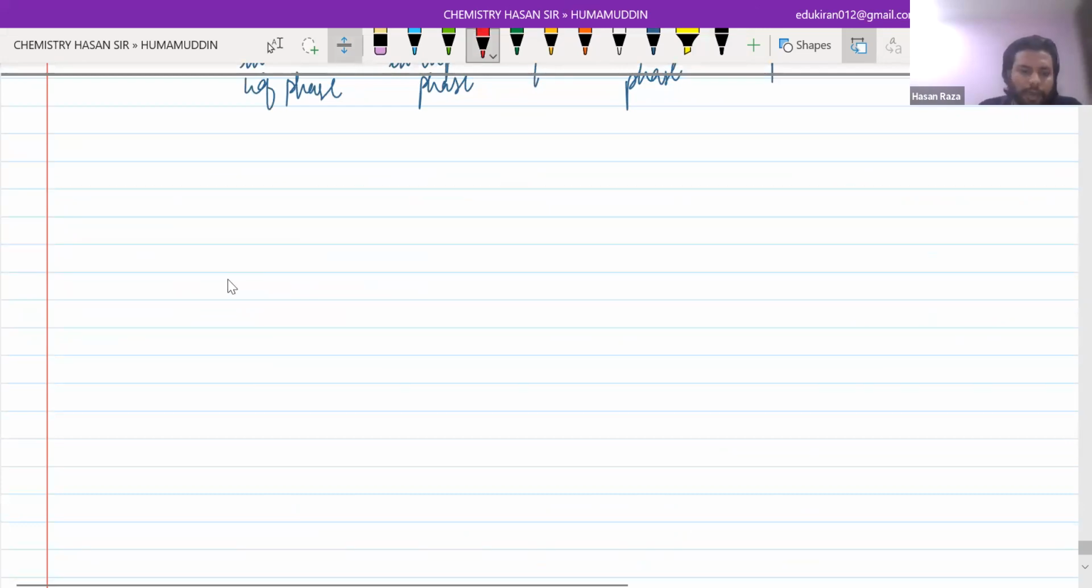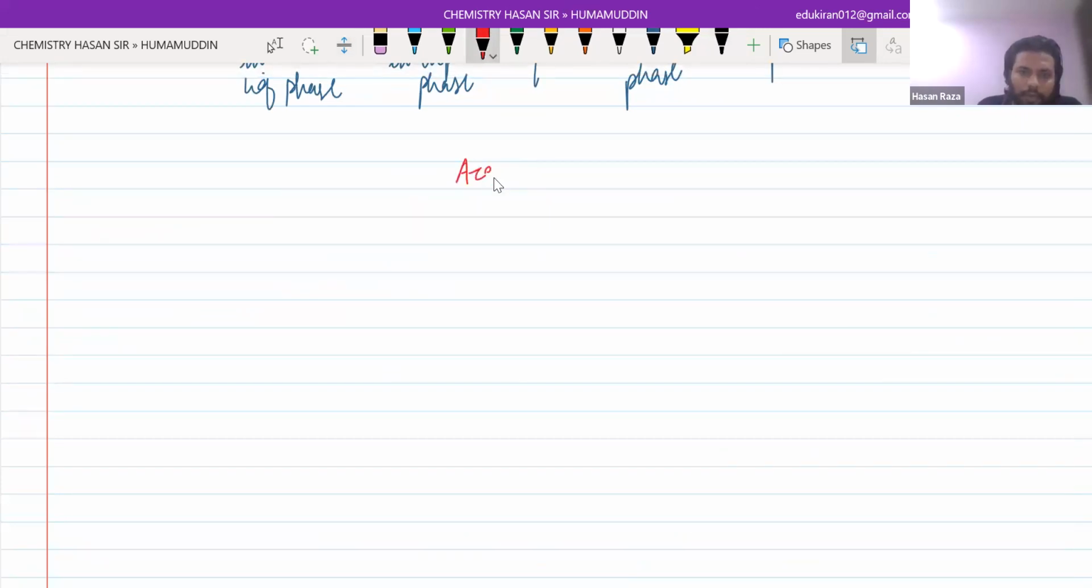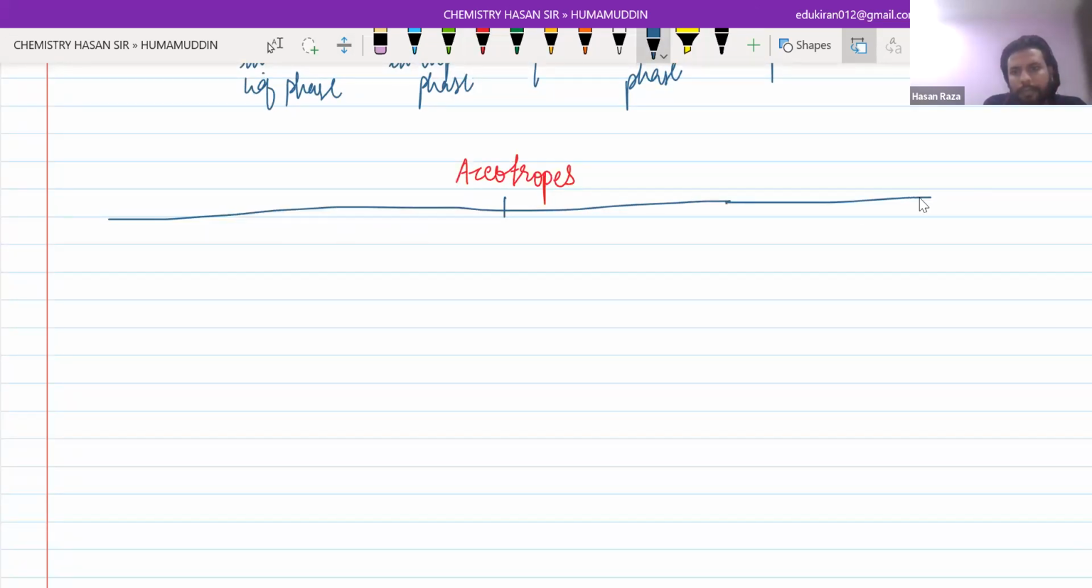Now see what will happen here. Azeotropes. This is your azeotropes, and this is minimum boiling point, and this is your maximum boiling point. See what happens here, it's very easy.